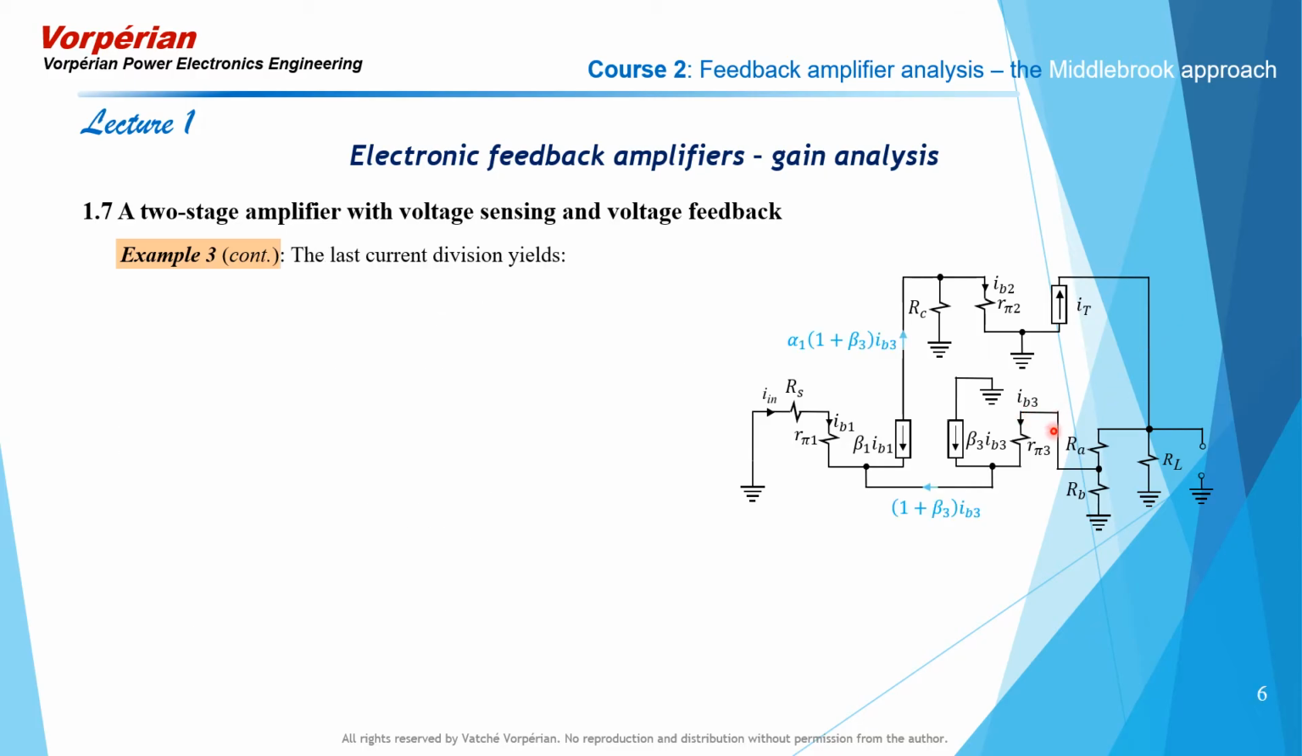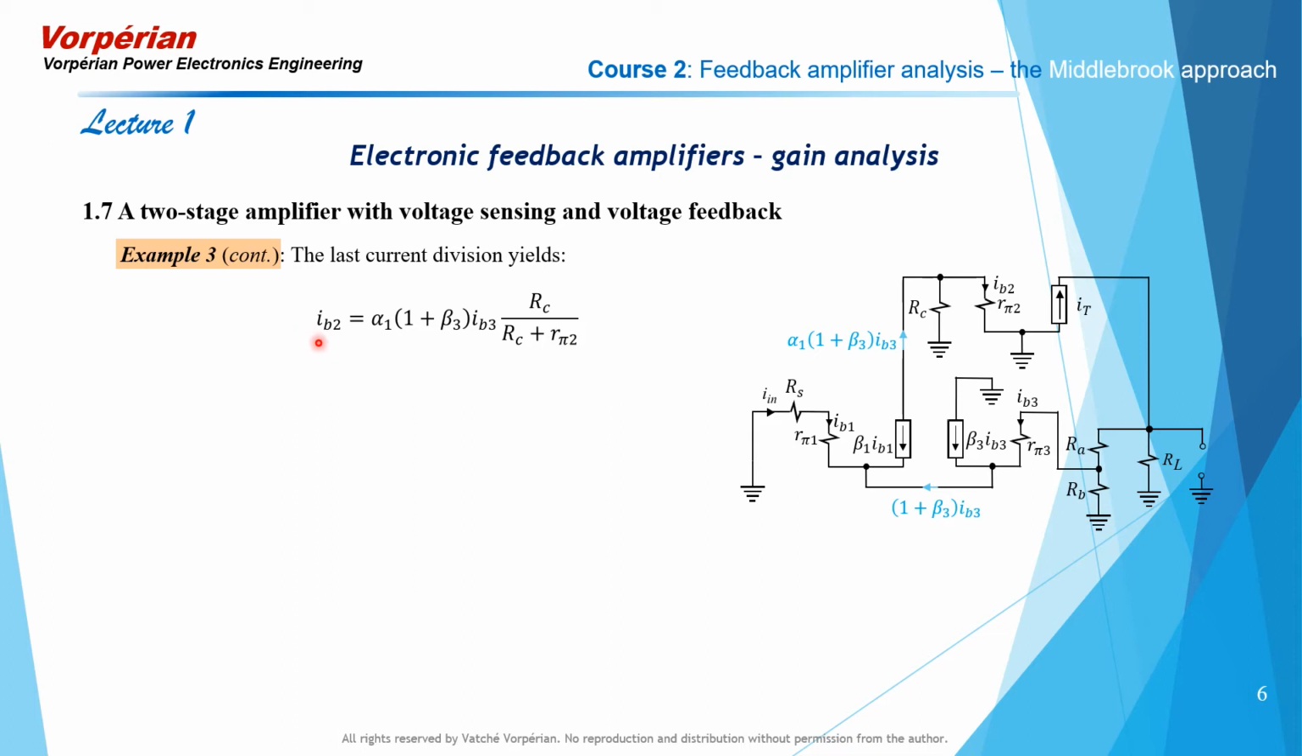Once we have determined the current IB3, we can determine the collector current of Q1, which gets divided between RC and R pi 2 to yield IB2. Now, the collector current of Q1 is related to the emitter current of Q1 by the alpha 1 of the first stage, Q1. But the emitter current of Q1 is the same as the emitter current of Q3, which is 1 plus beta 3 times IB3. It follows that the signal current in the collector of Q1 is alpha 1 times 1 plus beta 3 IB3, which gets current divided between these two.